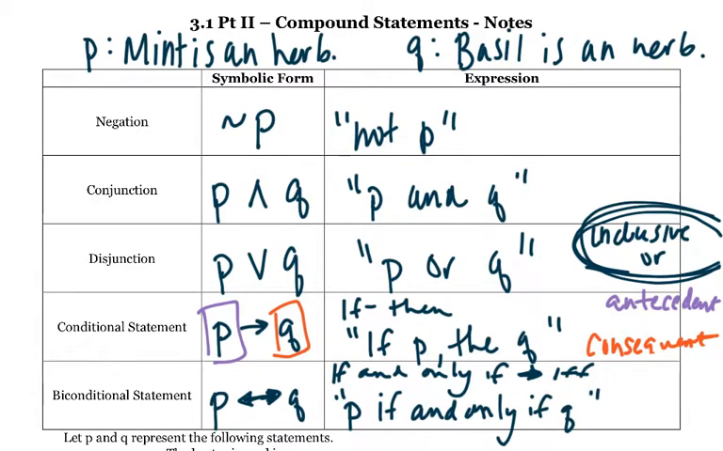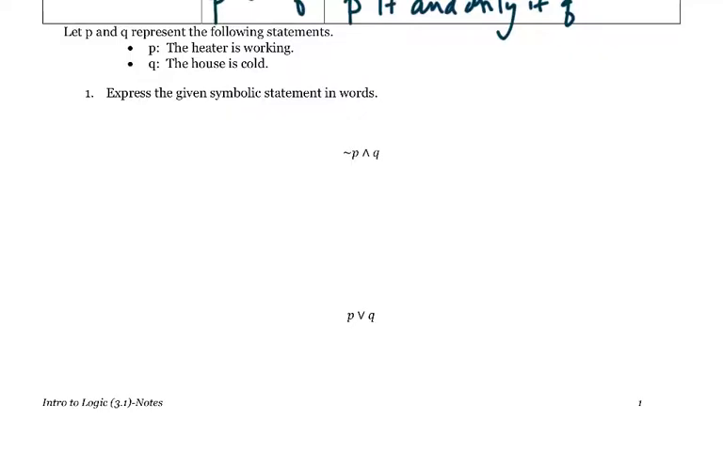So mint is an herb if and only if basil is an herb. We'll find out later that if and only if, or P if and only if Q, is the same thing as if P then Q and if Q then P. We're going to take a few minutes to translate some sentences and statements.